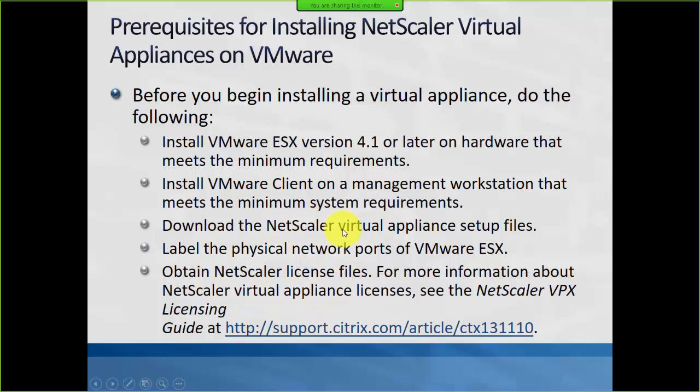This is already done; we have VMware Workstation. Download the NetScaler virtual appliance; I haven't downloaded that yet. Label the physical network ports for VMware ESX. Inside the ESX, we can specifically label the network ports or port groups, but we don't have that right now. With VMware Workstation it's much simpler, and you will see that when I do it.